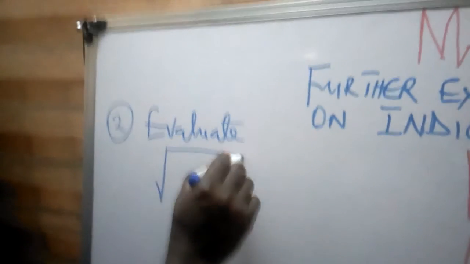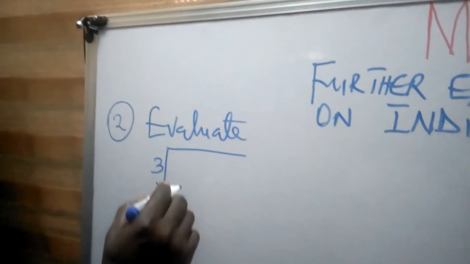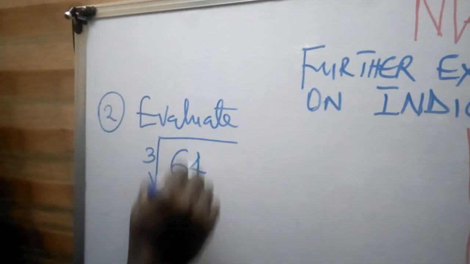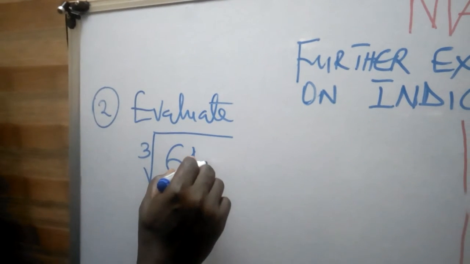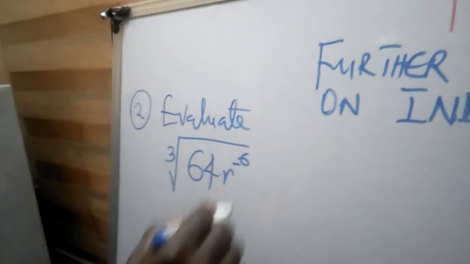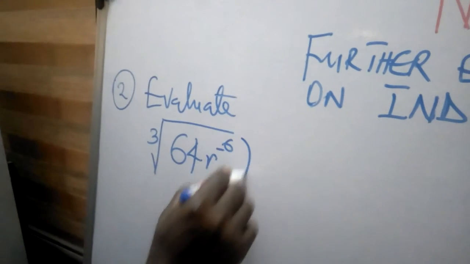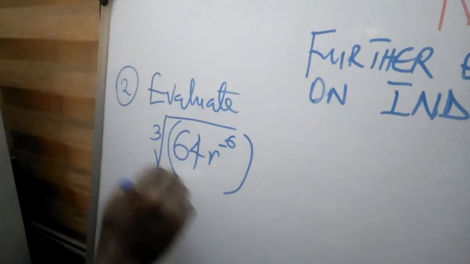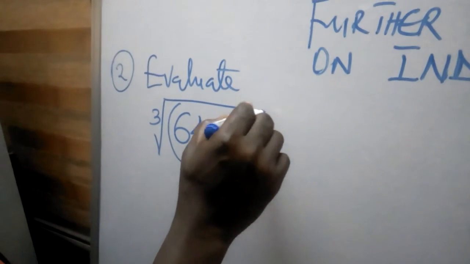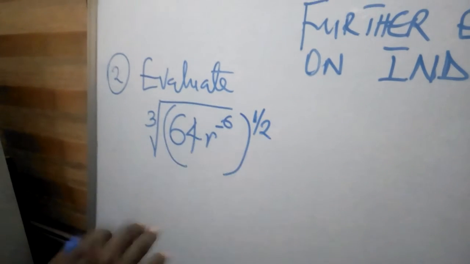Evaluate the cube root of 64 raised to the power of minus 6, to the power of a half again. This second example.